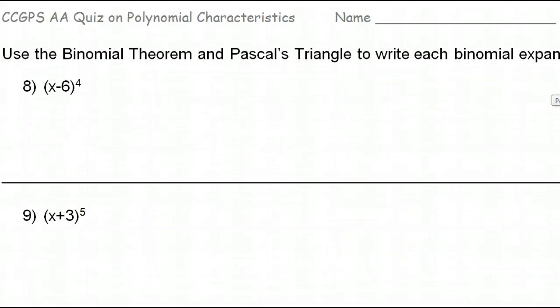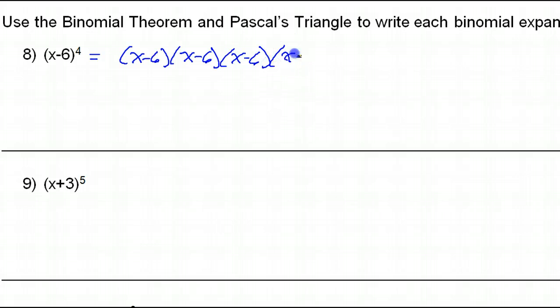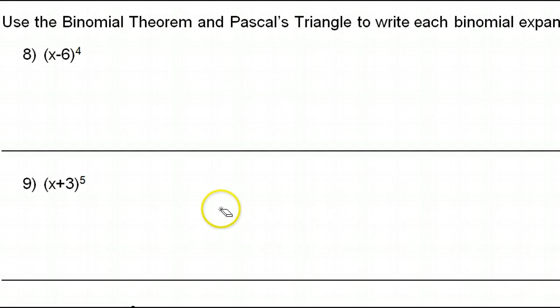But now we're going to move on in this video and talk about Pascal's triangle and using it to expand a binomial. In other words, we're going to write this out without parentheses, but we are not going to go x minus 6 times x minus 6 times x minus 6 times x minus 6. That would take a long time to do, so Pascal's triangle definitely helps us get it done quickly. So what is this Pascal's triangle of which you speak?